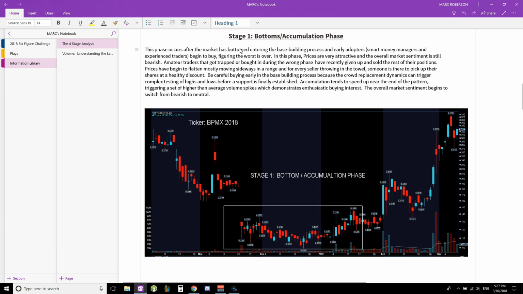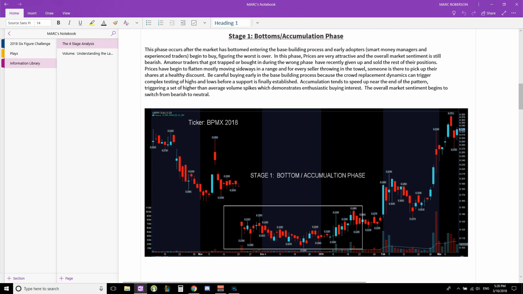So stage one, bottoms versus accumulation. This phase occurs after the market has bottomed, entering the base building process, and early adopters, also known as smart money managers and experienced traders, begin to buy, figuring the worst is over. In this phase, prices are very attractive and the overall market sentiment is still bearish. Amateur traders that got trapped or bought in during the wrong phase have recently given up and sold the rest of their positions. Prices have begun to flatten, mostly moving sideways in a range, and for every seller throwing in the towel, someone is there to pick up their shares at a healthy discount.